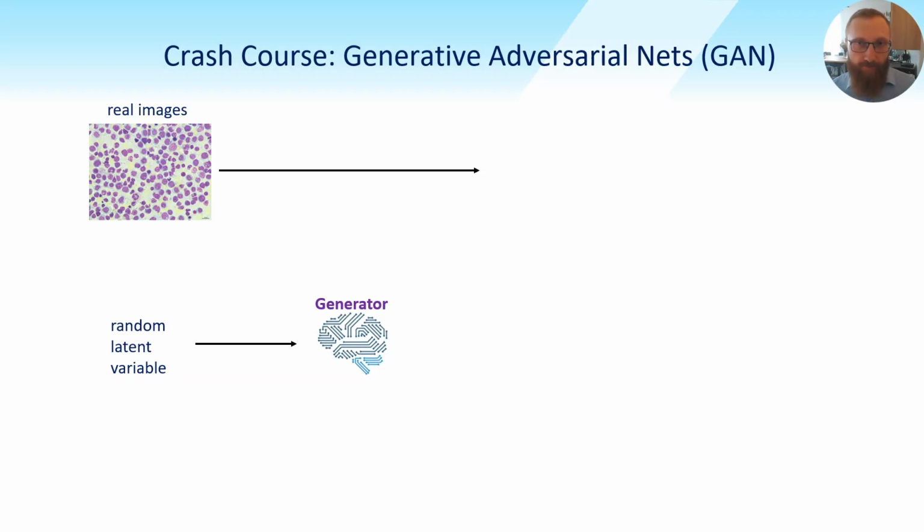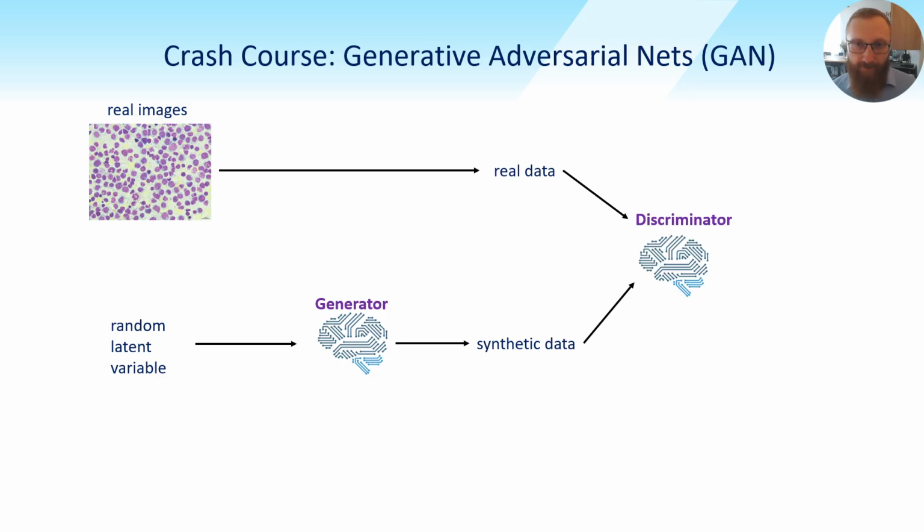Okay, so let's assume we want to train a GAN model to generate synthetic image data from, for example, bone marrow smears. As we have learned, the GAN itself is composed of two networks, the generator and the discriminator. The generator uses a vector of random latent variables as an input. You can basically just think of that as noise.